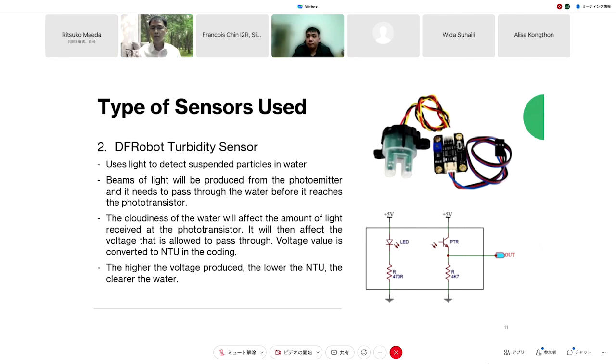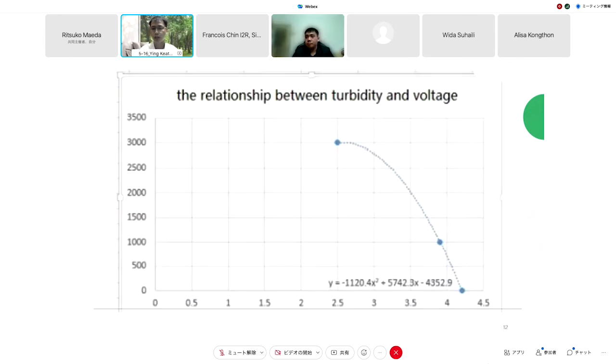So basically, this sensor measures the turbidity. What we mean by turbidity is the cloudiness of the water. If the water is very cloudy, the NTU is very high. When a higher voltage is produced from this sensor, we know that the NTU is lower, meaning the water is clearer. This is the relationship between the turbidity and the voltage, and this is the equation governing the formulas between the turbidity and the voltage.